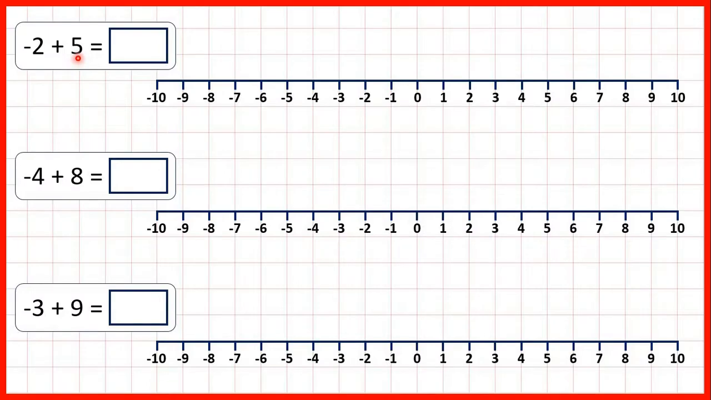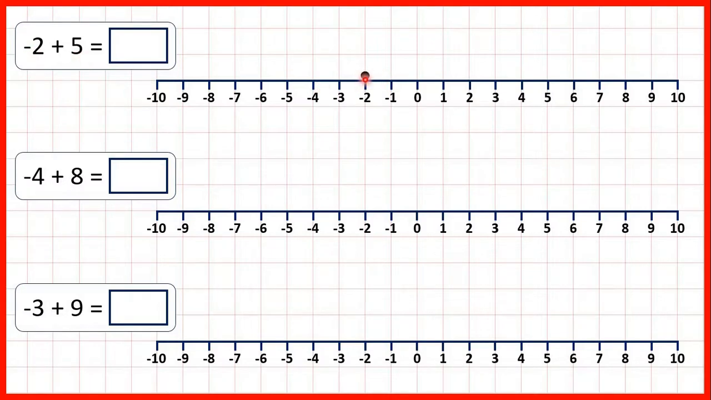Now we need to add to a negative number, and for these questions our answer will be positive. And we know that because if we ignore the negative signs for a moment, 5 is larger than 2, 8 is larger than 4, and 9 is larger than 3. So first we have minus 2 plus 5.